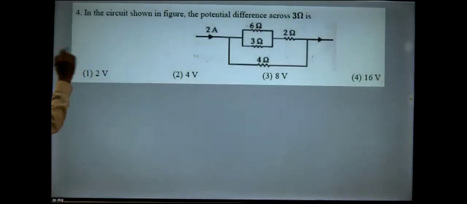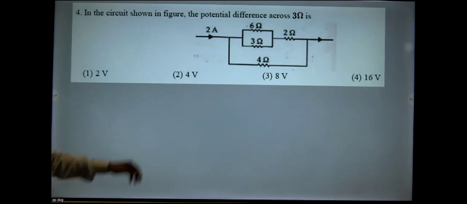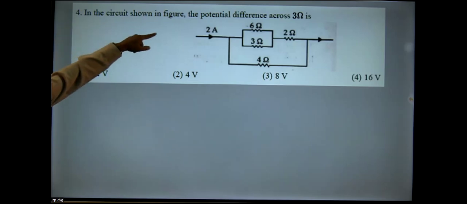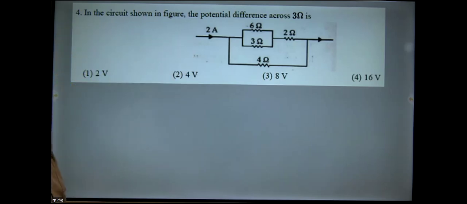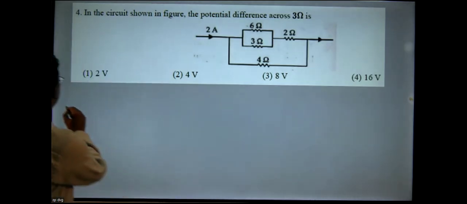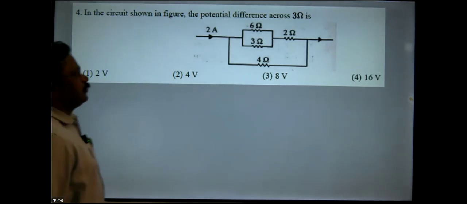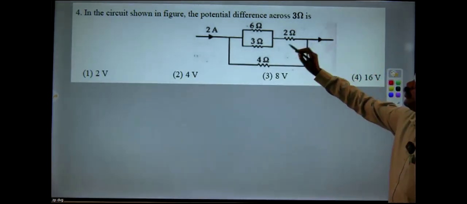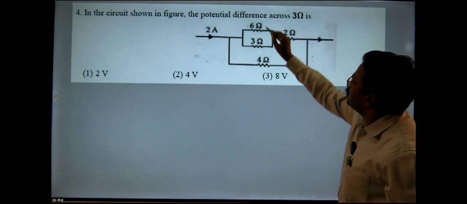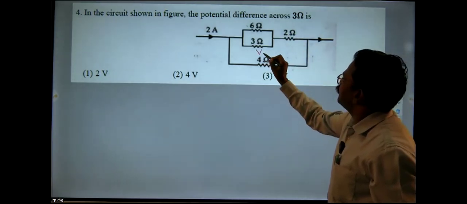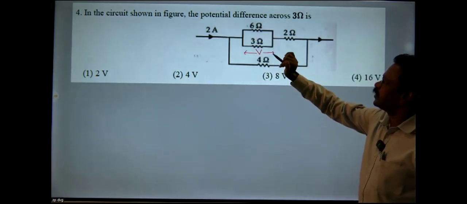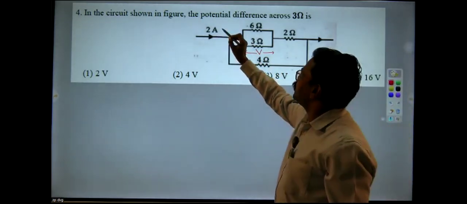This is a very interesting question. Look at the diagram. We are asked to find out what is the potential difference across one of the resistors. In the circuit shown in the figure, the potential difference across the 3 ohm resistance is asked. In this diagram, we want to know the value of potential difference across the 3 ohm resistance. Let us call it V. We want to know what is the value of this V across the 3 ohm resistance. That's the question. Here the current is given. Current is equal to 2 ampere.